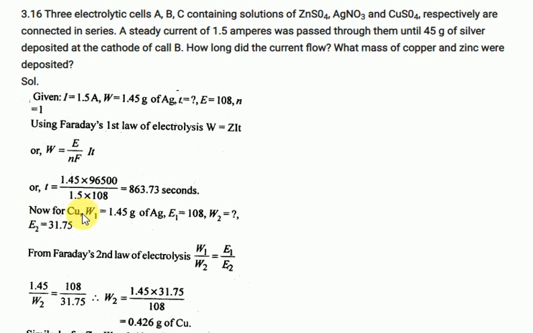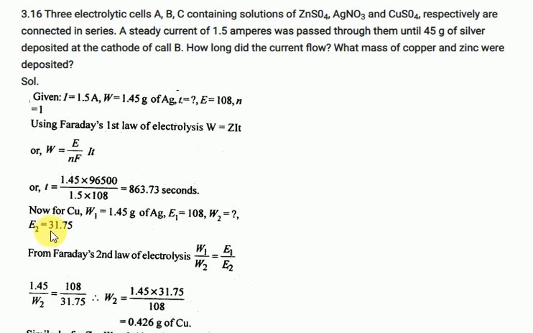Now, copper: the weight is 1.45 grams. Silver equivalent is 108. Weight W1 by W2 is equal to E1 by E2. What is W1? How much did you get? W1 is given here: 1.45 is given. The equivalent weight of silver is 108. The weight we don't know.